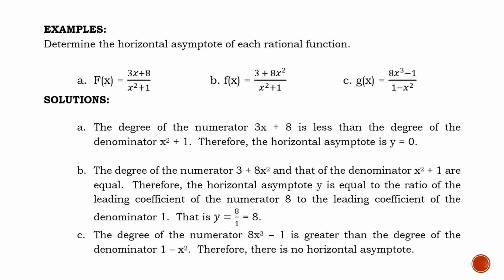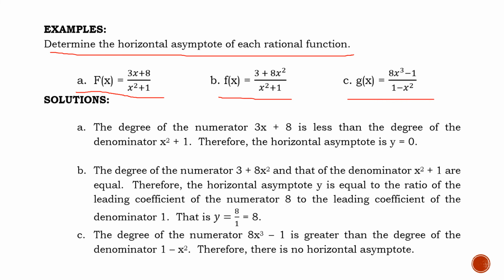For examples, determine the horizontal asymptote of each rational function. Here, letter A, f(x) = (3x + 8)/(x² + 1). For letter B, f(x) = (3 + 8x²)/(x² + 1). And for letter C, g(x) = (8x³ - 1)/(1 - x²). So that will be your third rational function here.